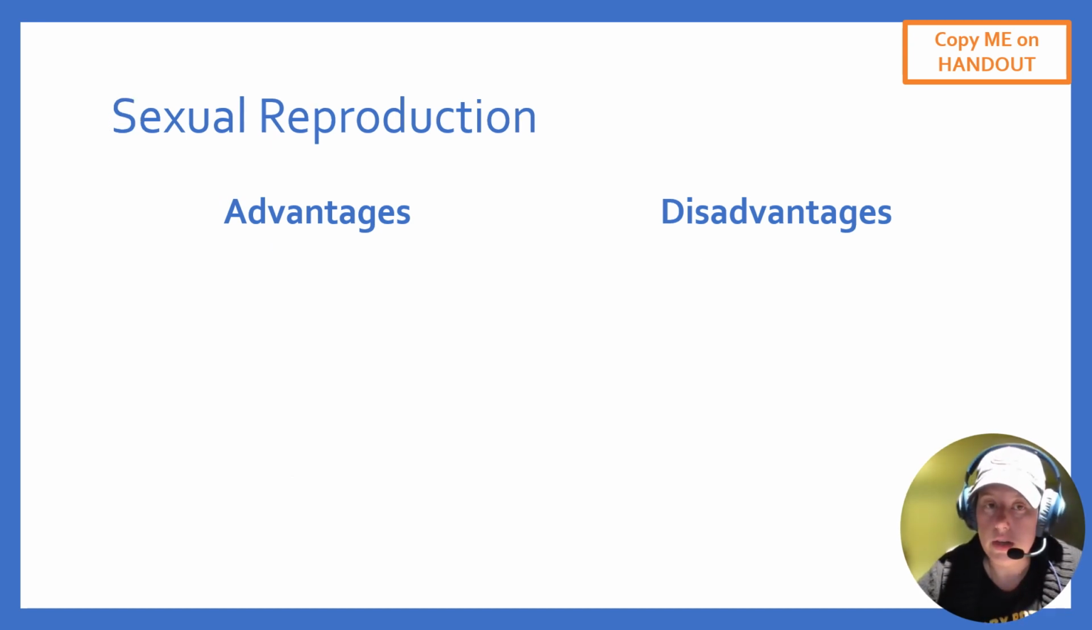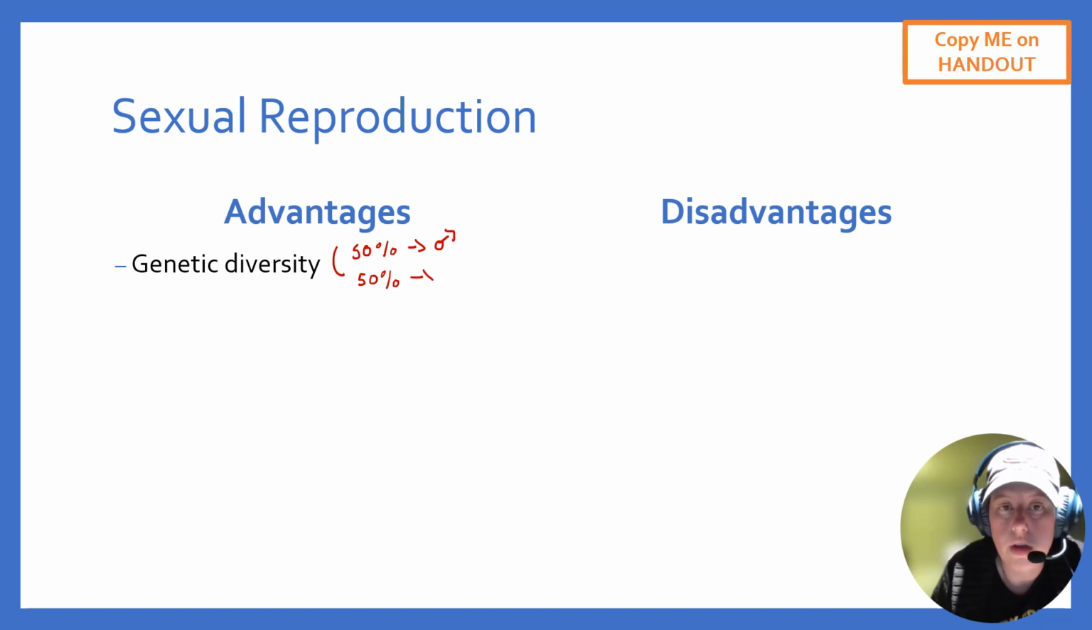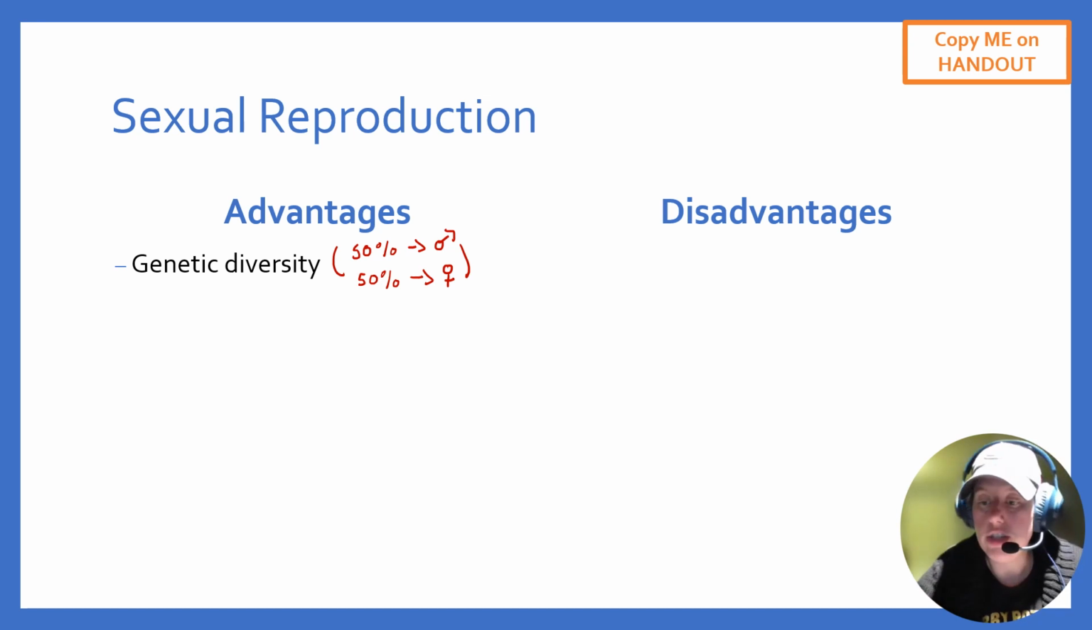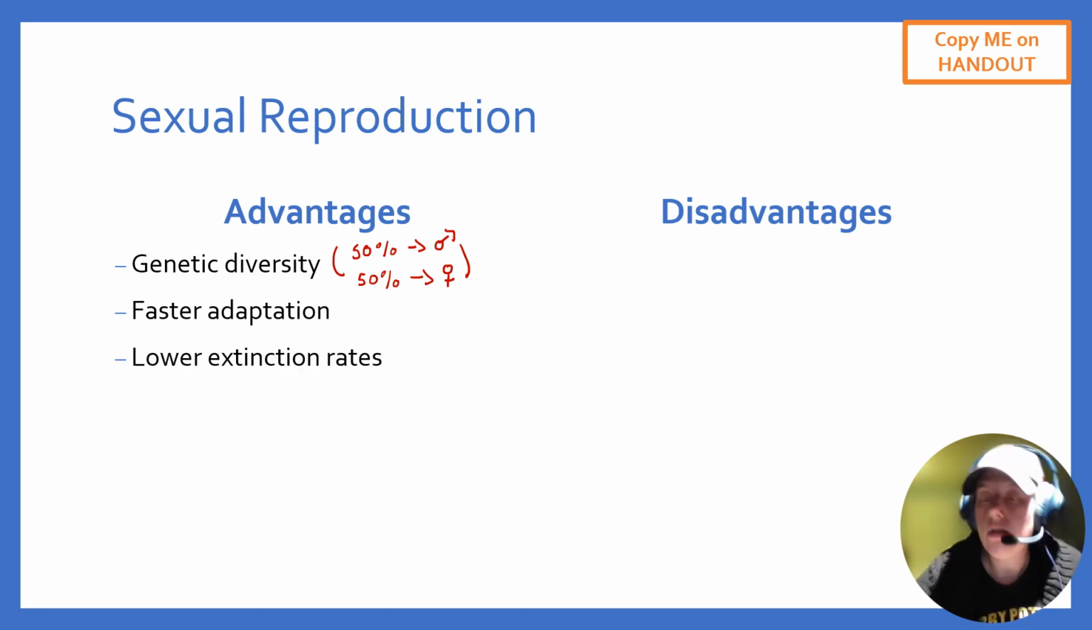For sexual reproduction, so advantage, number one, there is a lot of genetic diversity. And the reason why there is a lot of genetic diversity is because, again, 50% of the genetic information needed to form the offspring comes from the biological male, and then 50% of the genetic information needed to form the offspring comes from the biological female. So because you have that genetic diversity, they can adapt faster because you'll have a greater number of different genes in the population, and they're less likely to go extinct as fast as individuals that do asexual reproduction.